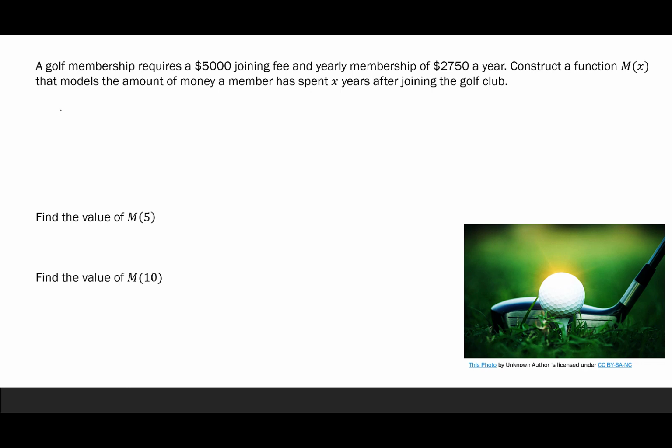So we'll start there, m of x. There's this beginning $5,000 joining fee, so that's our b. And then this $2,750 a year, that's each year, so we do 2,750x plus 5,000. Now we're going to find out what's the value of m of 5.